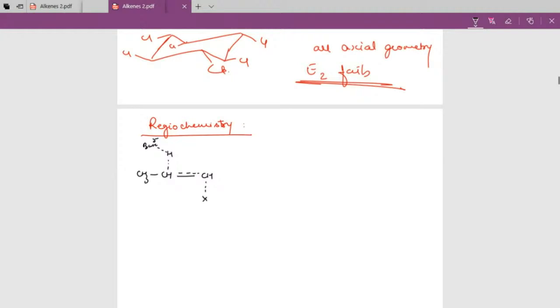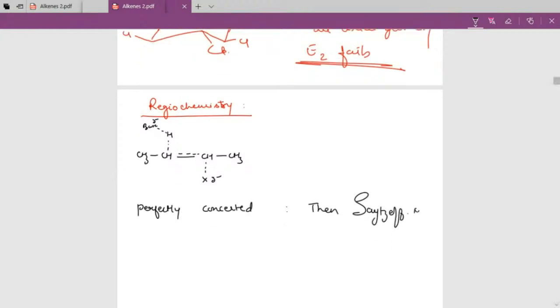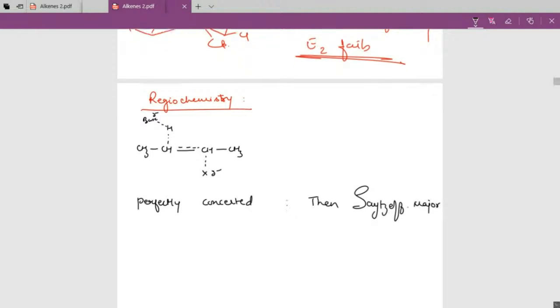Now see, when the mechanism is perfectly concerted, that is, the time lapse between the bond fission of C-H and C-X is almost zero, they undergo the bond fission parallelly and the reaction is totally concerted. Then in the transition state, there is no carbanionic character, no carbocationic character. It simply behaves like an alkene. And so Zaitsev remains the major or preferred product.